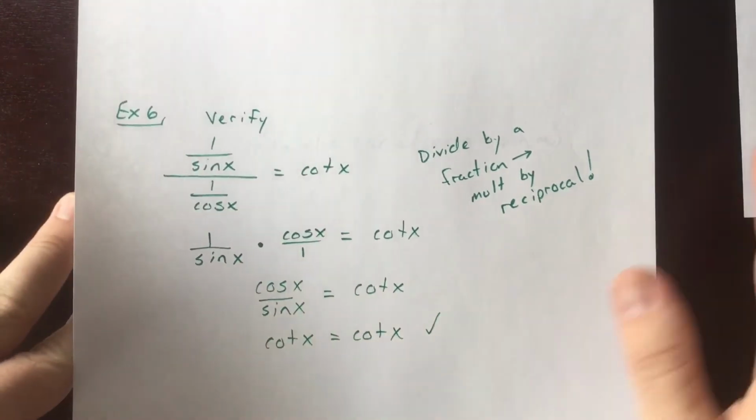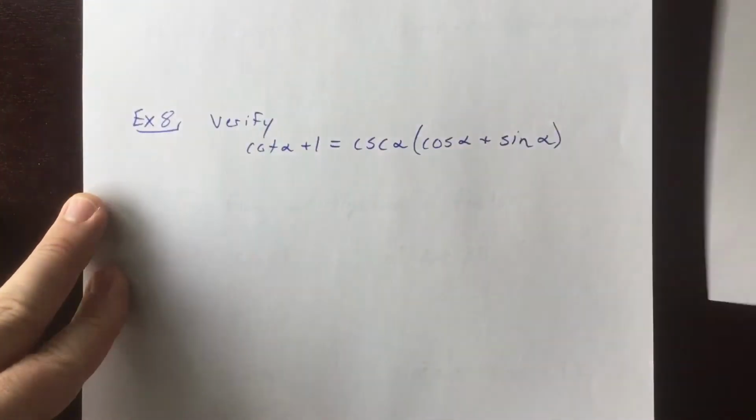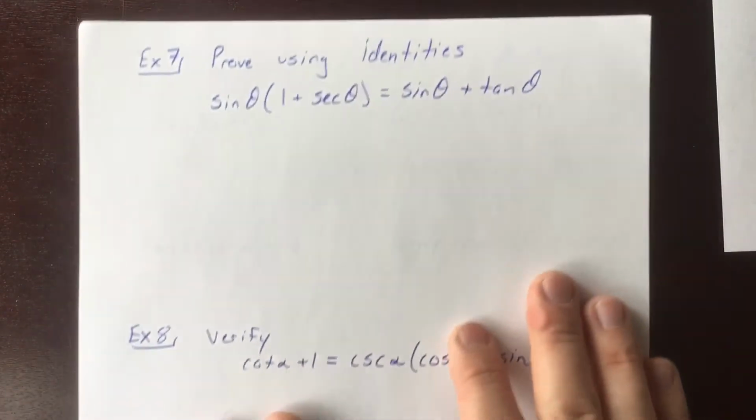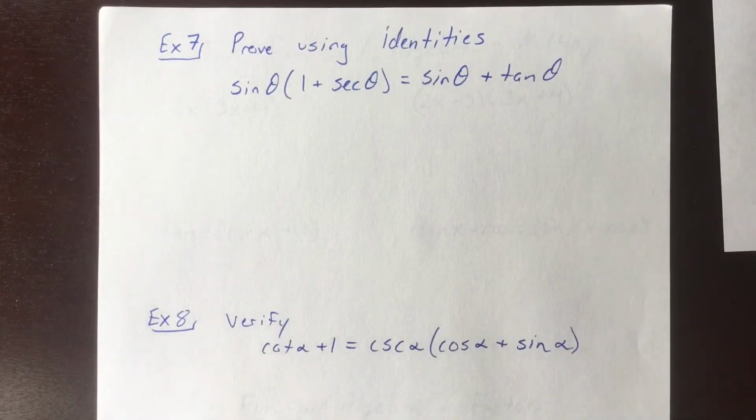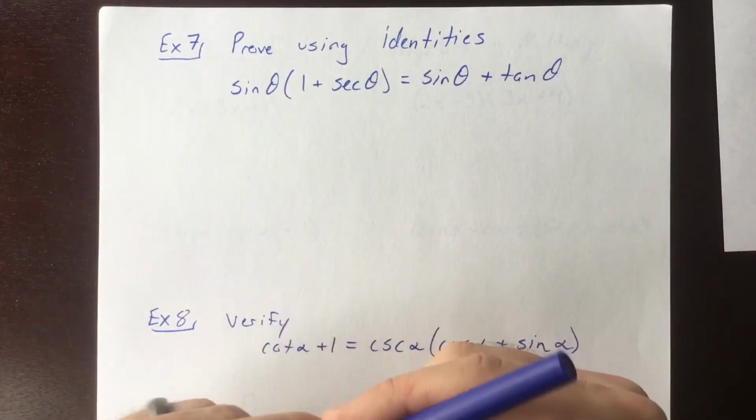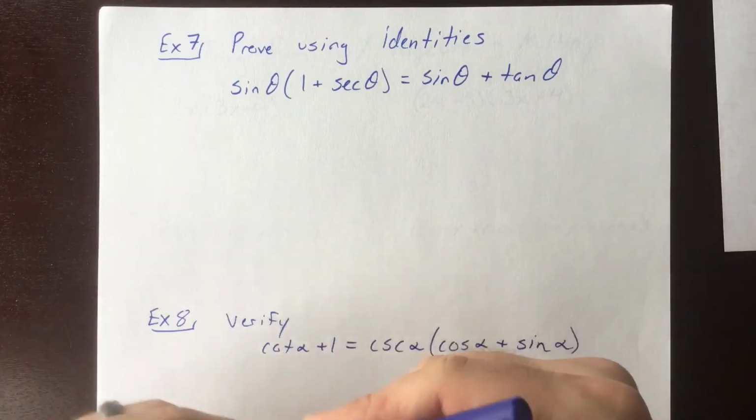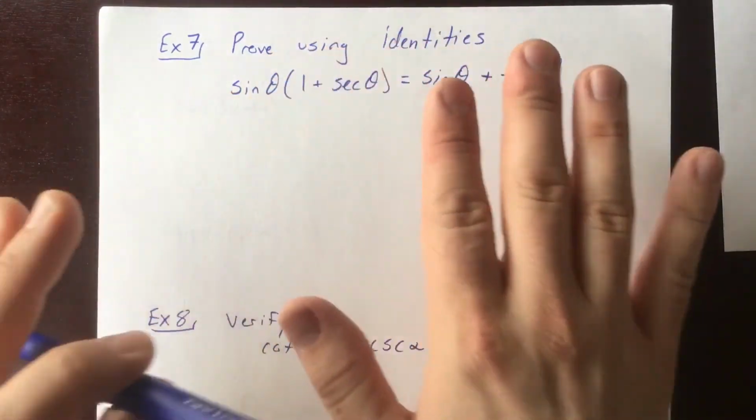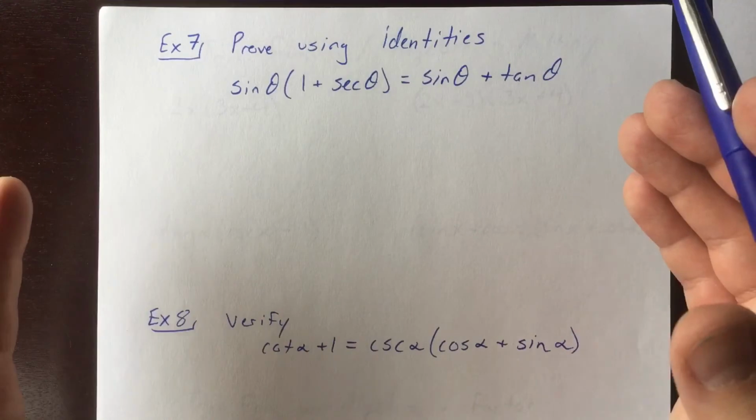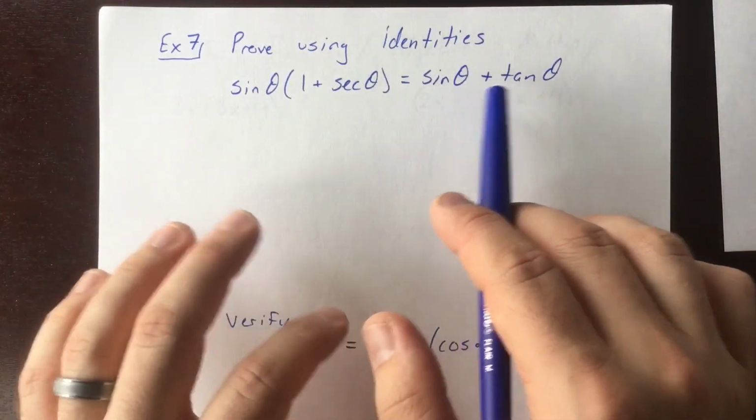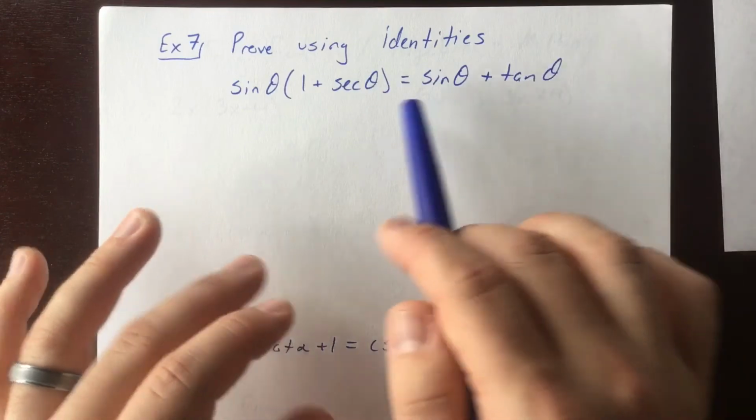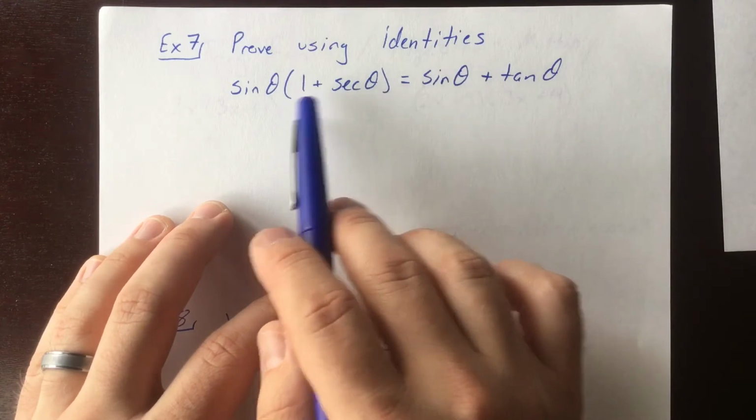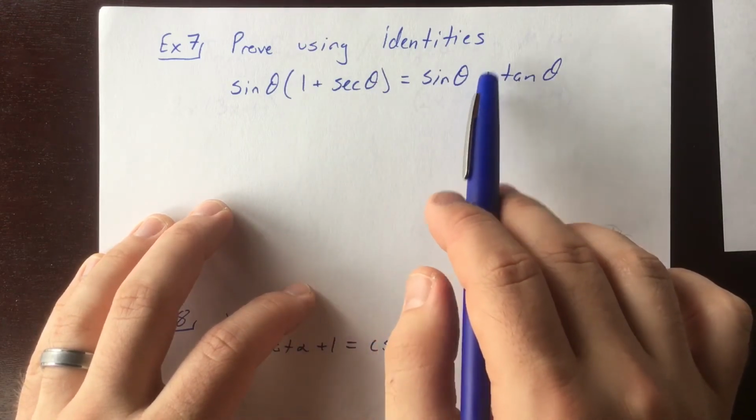So let's try a couple more at this. All about practice, all about examples. So let's prove this identity. We have sine of theta multiplied by the group 1 plus secant of theta, and we want to show that it equals sine of theta plus tangent of theta. So we could maybe approach both sides here one at a time. I could do 2 approaches in this video, but I'm liking the look of this right side.